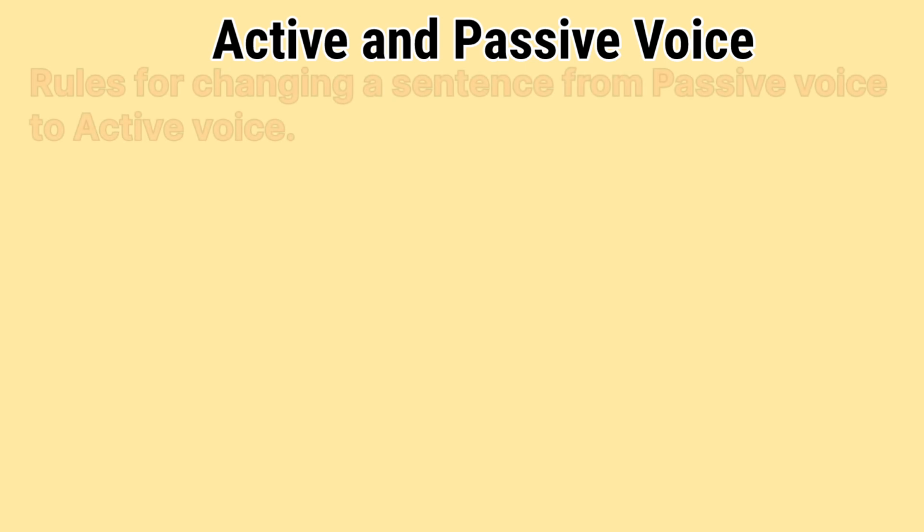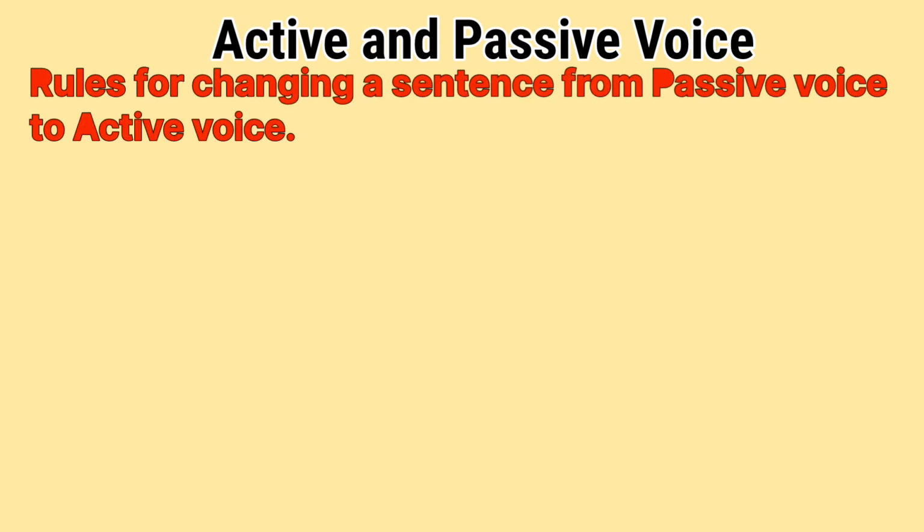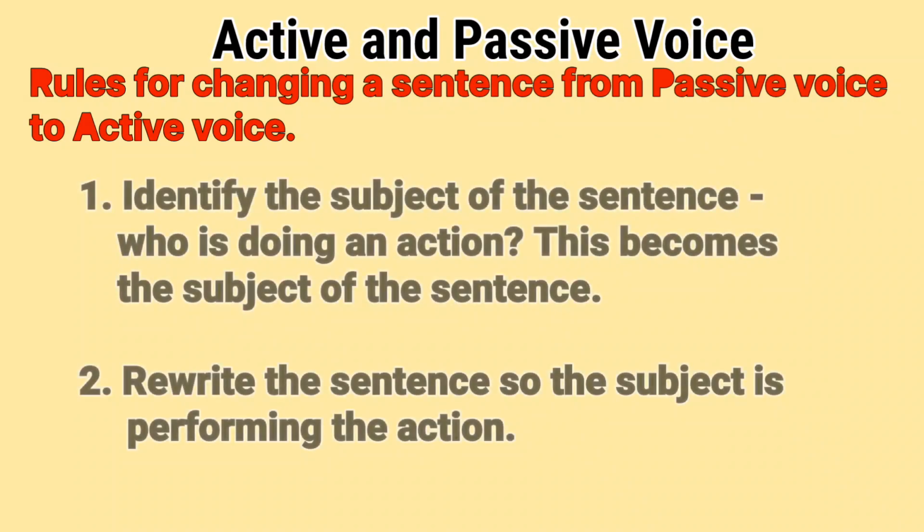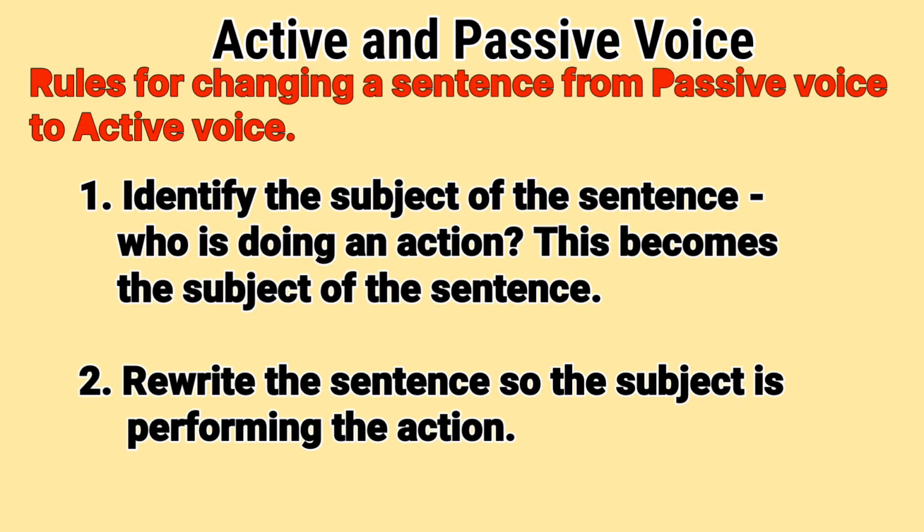Now, let me tell a few rules for changing the sentence from passive voice to active voice. The first one: identify the subject of the sentence. Who is doing an action? This becomes the subject of the sentence. Second, rewrite the sentence so the subject is performing the action.